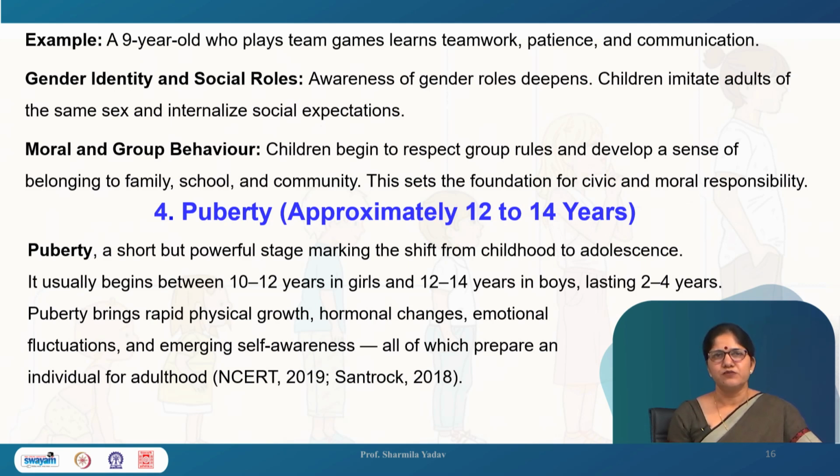Now we will discuss the most important stage before adolescence, puberty, approximately 12 to 14 years. Puberty, a short but powerful stage making the shift from childhood to adolescence. It usually begins from 10 to 12 years in girls and 12 to 14 years in boys, lasting 2 to 4 years. Puberty brings rapid physical growth, hormonal changes, emotional fluctuations, and emerging self-awareness, all of which prepare an individual for adulthood.